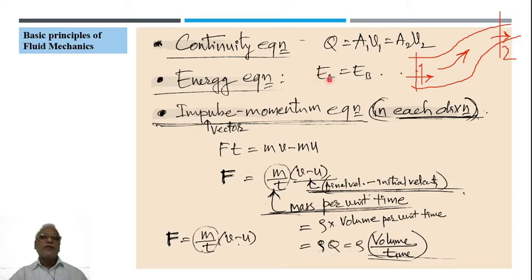How do we write total energy? You know that there are three parts in it. There is a pressure head, P by gamma. There is a velocity head, V squared by 2g. Plus there is Z, which is elevation head or datum head, it is called. So that way total at A should be equal to total at B. This you have already seen.